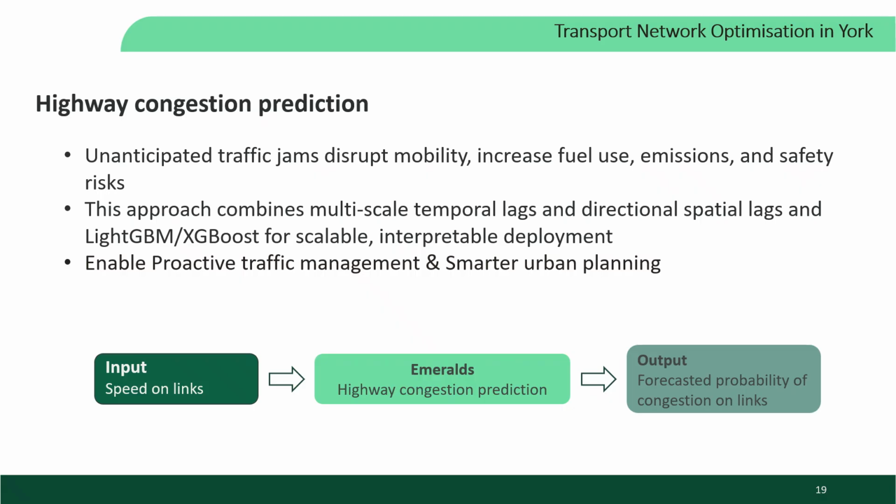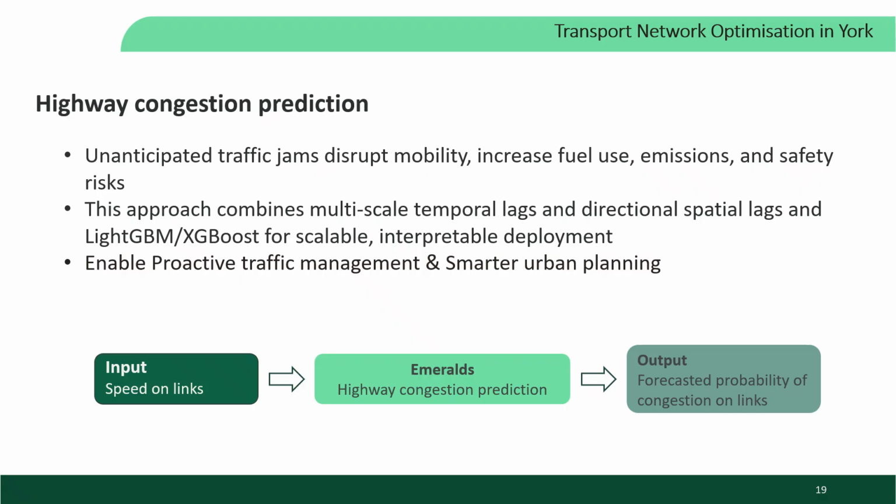The highway congestion prediction module uses a machine learning-based approach that combines multi-scale temporal lags and directional spatial lags, and the model is built using LightGBM and XGBoost that are algorithms that allow for scalable and interpretable deployment. Importantly, the approach avoids reliance on historical maps or graph-based simulation, making it more flexible and adaptive. Accurate forecasting enables proactive traffic management, smarter urban planning, and real-time adaptive control.